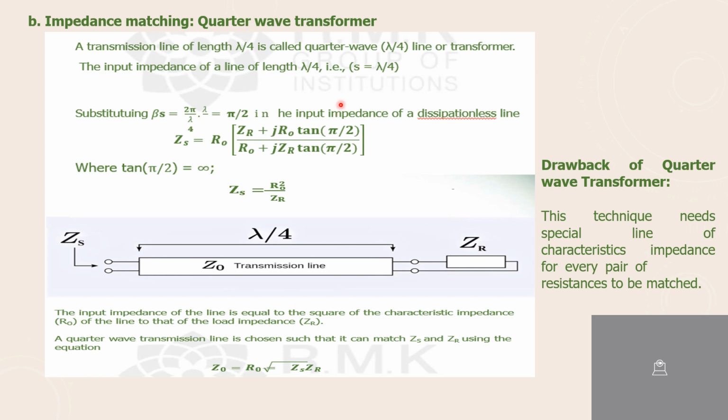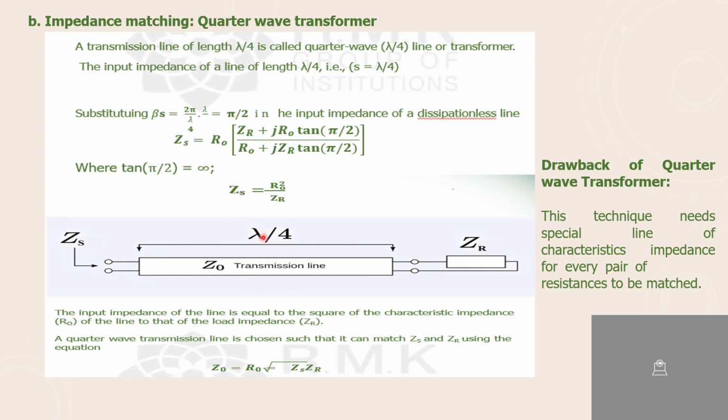So next is impedance matching using a quarter wave transformer. So here, instead of this lambda by 8, we are going to substitute lambda by 4. Why? Because the length of the matching section is quarter wavelength. So S is equal to lambda by 4. Again we'll be substituting in the input impedance of the dissipationless line. So tan pi by 2 is nothing but infinity. So we'll be getting source impedance Zs is R naught square by zeta.